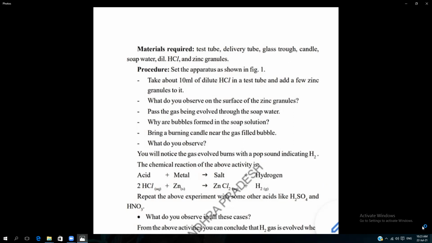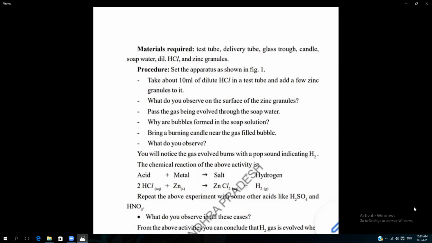See here, pass the gas being evolved through the soap water. When the zinc granules and hydrochloric acid participate in the reaction, they release some gas. We don't know what that gas is. Both participate in the reaction, but they release some gas. What is the gas? We will find out.